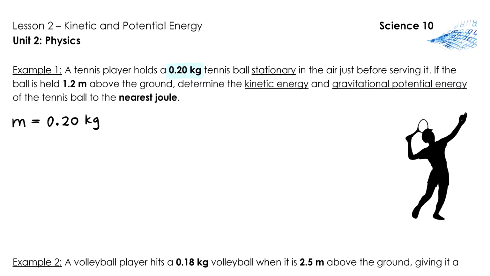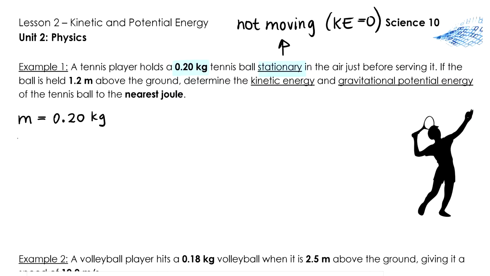It also says that the ball is held stationary before it's served. What does it mean for something to be stationary? Stationary means not moving, which means that the kinetic energy is 0, which further means that the speed must be 0. So v equals 0.